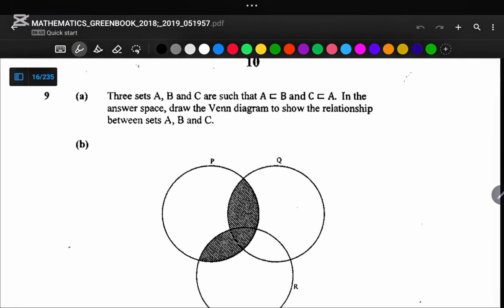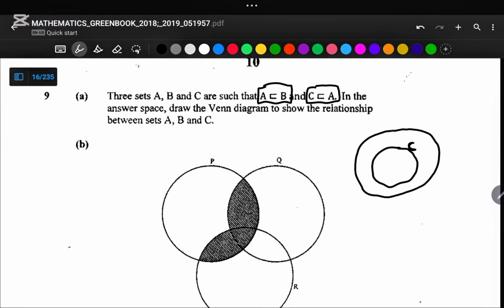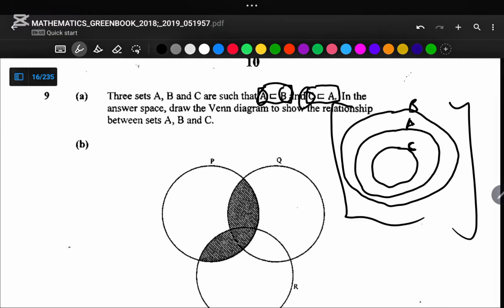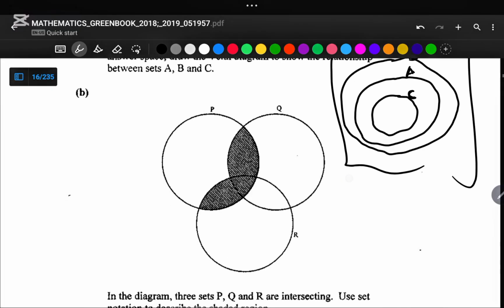Given that A is a subset of B, meaning A is inside B, and also that C is a subset of A, meaning C is inside set A. So we can start by drawing set C, then set A, and then lastly set B. Why set B outside? Because set A is a subset of set B, and set C is a subset of set A. So here is our Venn diagram. Let us move on to the next part of our question.